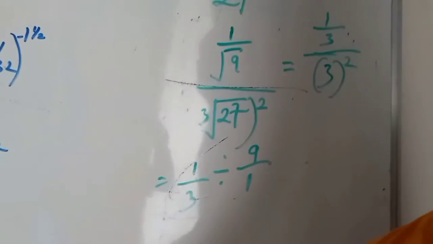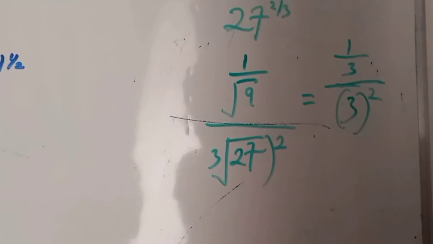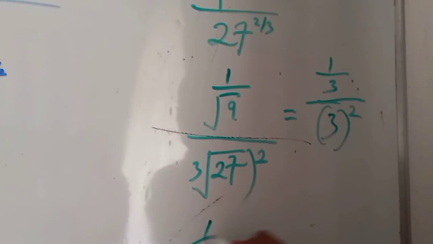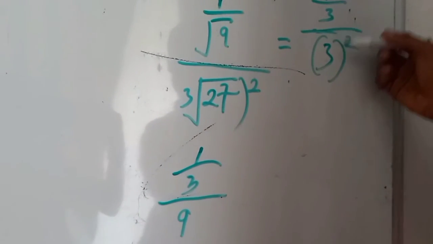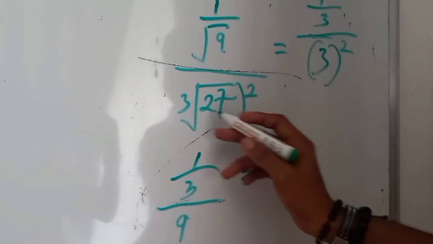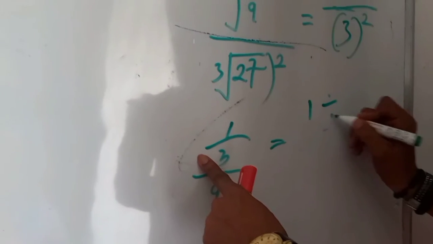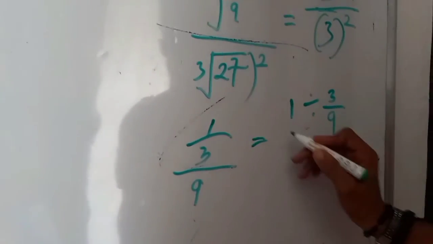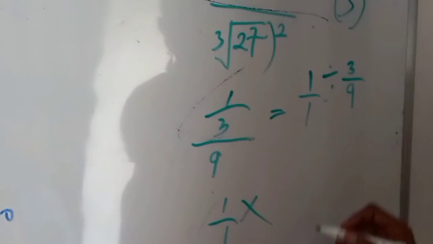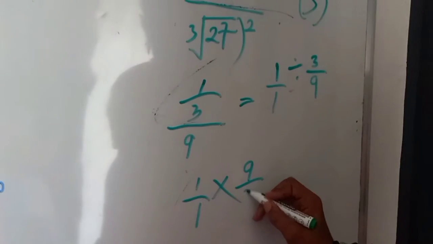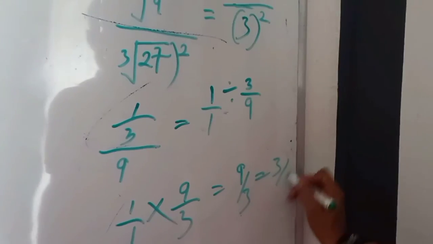Okay, now let's clear this one first before we go to the fractional part. Let's first express this one first. So we say 1 over 3 over 3 raised to 2, which is 9. I will now express it in full fraction: 1 divided by 3 over 9 over 1. What happened? 1 over 1 times 9 over 3 equals 9 over 3 equals 3. 3 is the final answer.